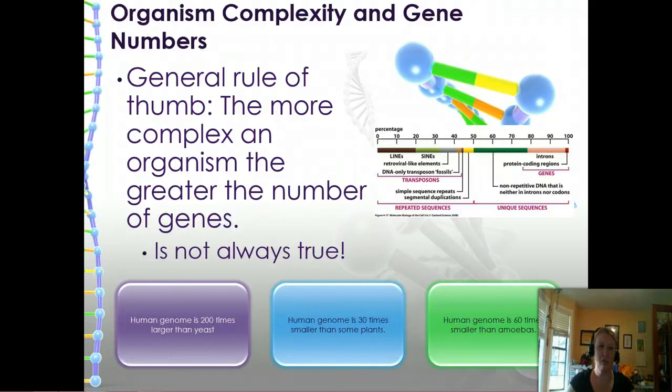And we also know that there are multifactorial diseases that incorporate many different segments of genes on many different chromosomes. So it's important to recognize that. And so while the general rule of thumb is that, yeah, the more complex an organism, the greater the number of genes, it's not always true. Because yes, while the human genome is 200 times longer than yeast, we're still 30 times smaller than some plants. And our genome is 60 times smaller than amoebas. So it's important to understand that that's not always true. And just because their genome is bigger doesn't mean that they're a more complex organism. And as I said, most of this comes from junk DNA, and we'll talk about how that all works later on in this unit.